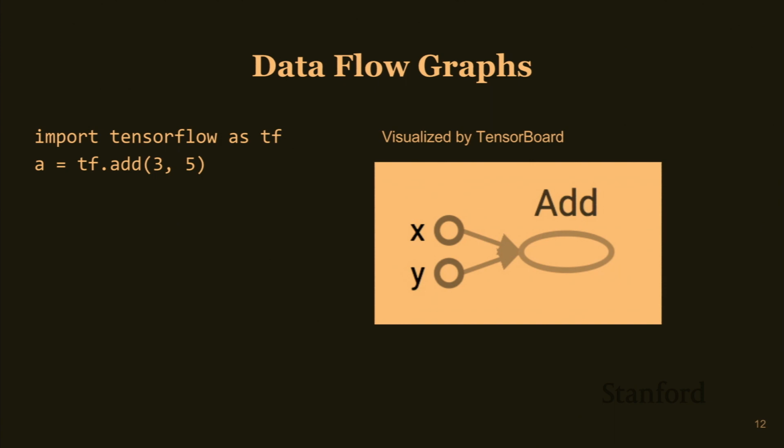So let's see what it means when people say data flow graph. You can start writing some code like this. You import TensorFlow and you create an add operation. If you visualize it on TensorBoard, you see that it's just x and y. Actually, it's not 3 and 5, because TensorFlow automatically names all the nodes when you don't explicitly name them.